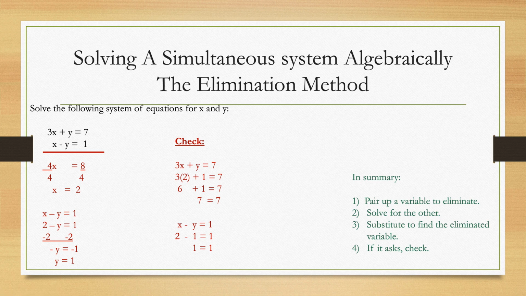So the first thing you do is pair up the variables to eliminate, and you know to use elimination because the x's are over the x's, the y's over the y's, equals over equals, numbers over numbers. And then you substitute to find the eliminated variable, and that is to say, I get to a point where x is 2, and then I substitute that back in, plugging in the 2 for x, and that gives me the y. And then if it asks, check.